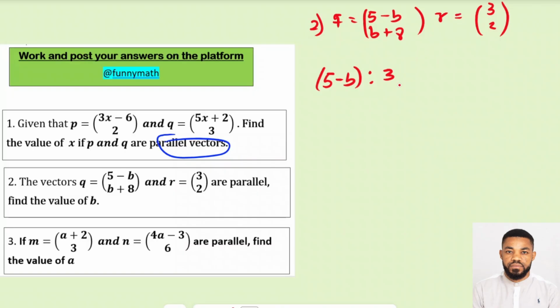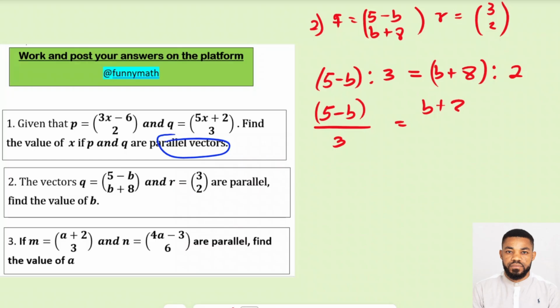Let's come to the y component. So it is equal to the ratio of the y component. And these are the y component, b plus 8. So we have b plus 8, which is also a binomial. So we have to put in brackets. So now over 2, because they also correspond. After getting your ratios like this, we just turn them to common fractions. So that's going to be 5 minus b out of 3, and that is equal to b plus 8 out of 2. So that's our ratio, our common fractions.